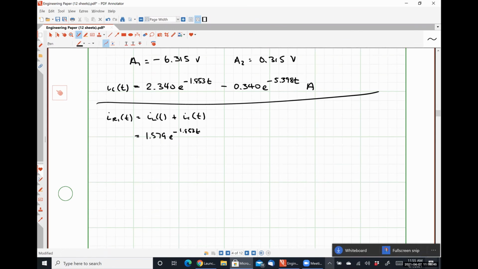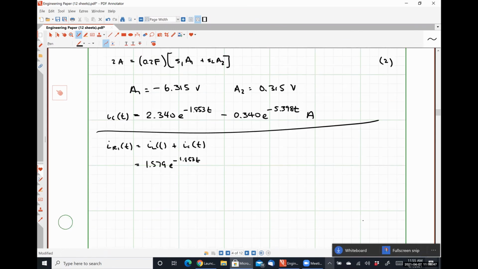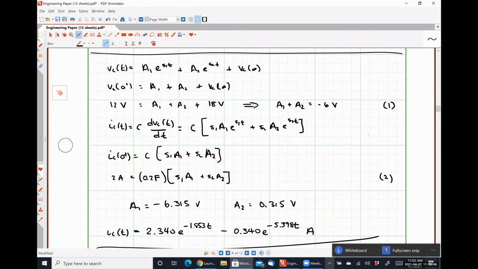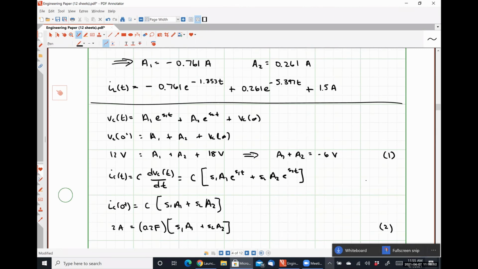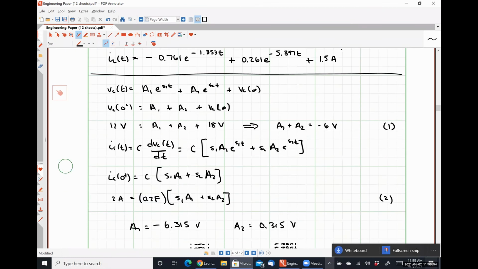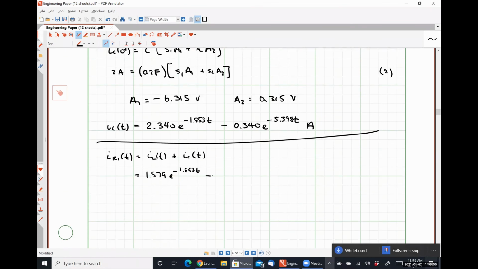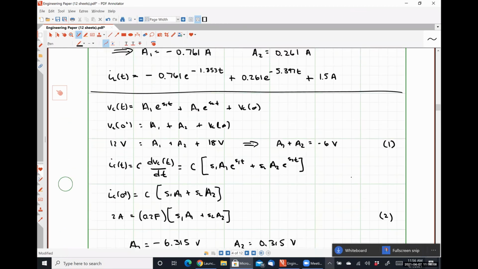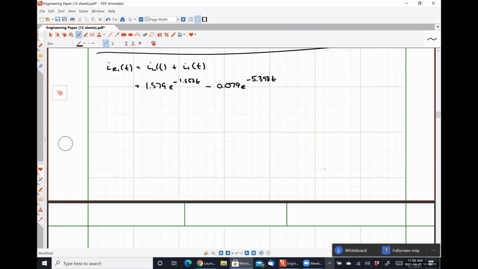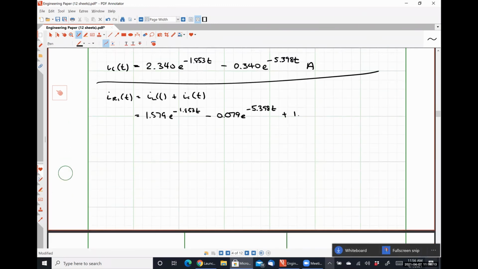And then I have negative 0.340 plus 0.261, which is negative 0.079 e to the minus 5.398 t. And then I also have to add my DC term. So plus 1.5 amps. And that is my answer.